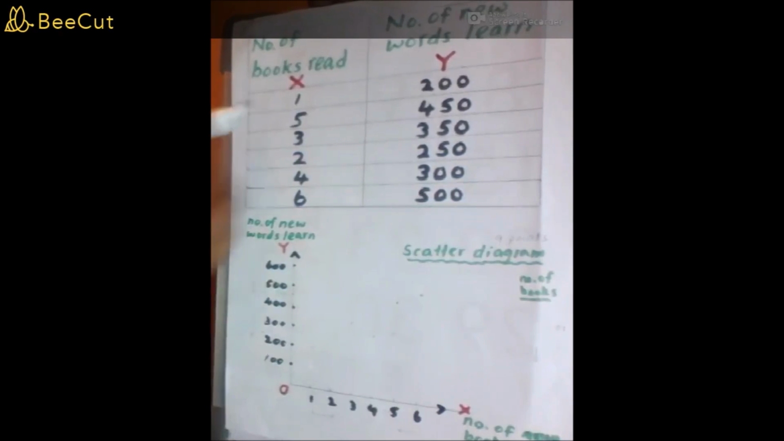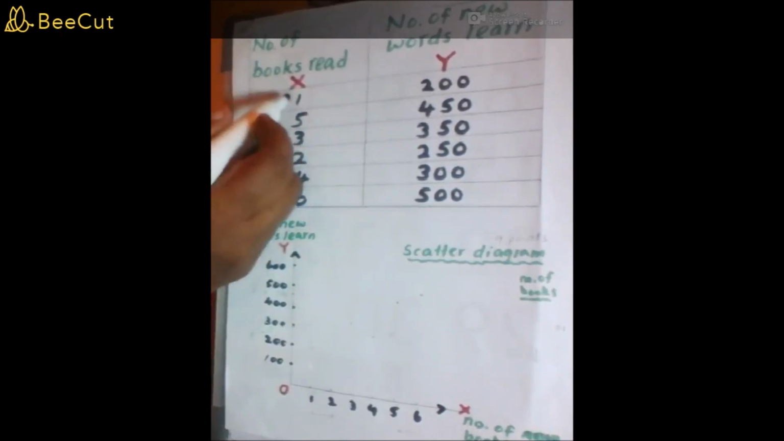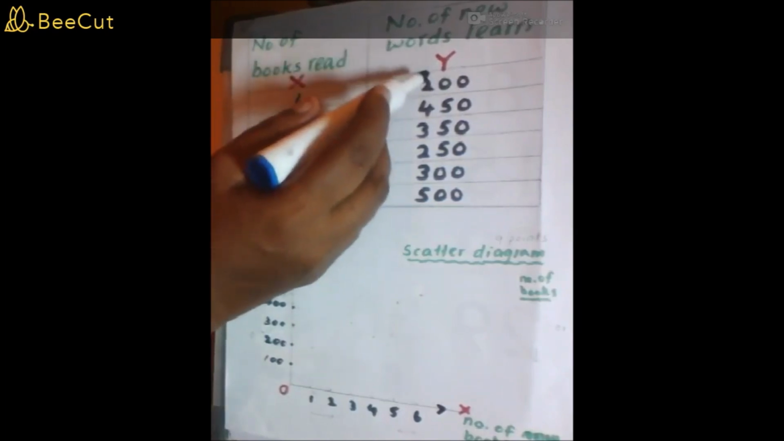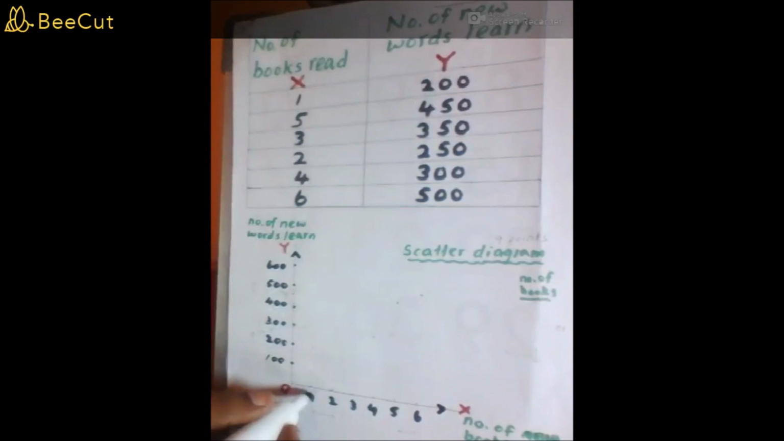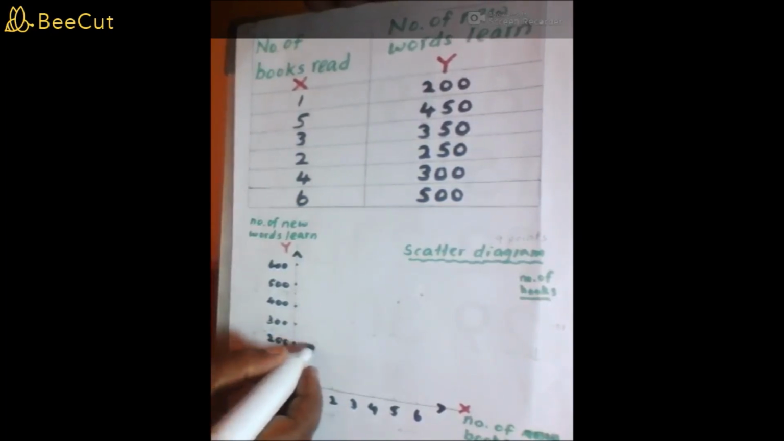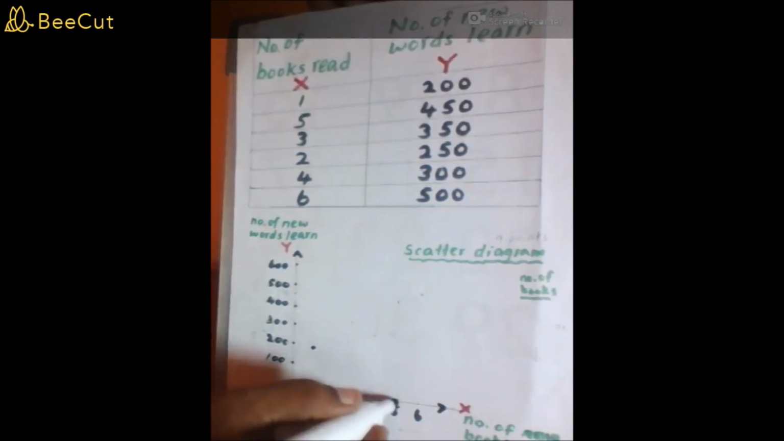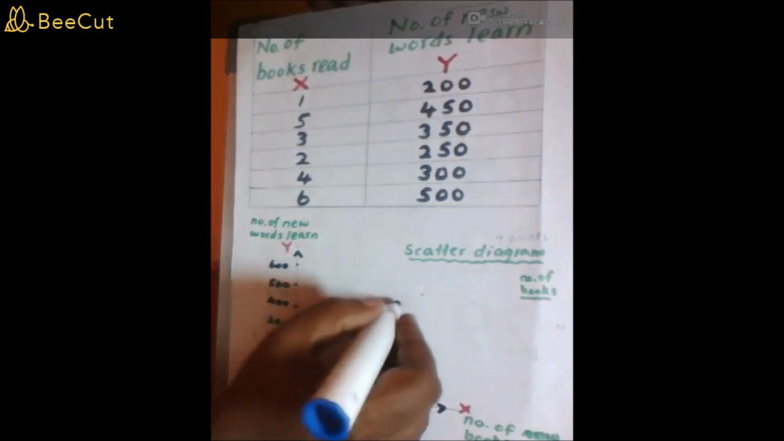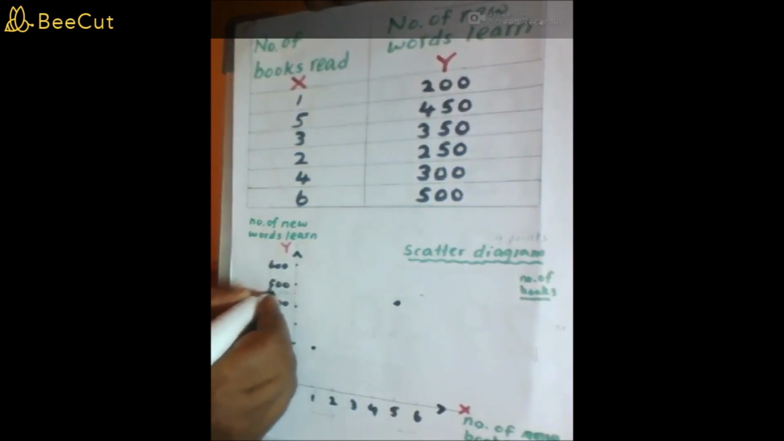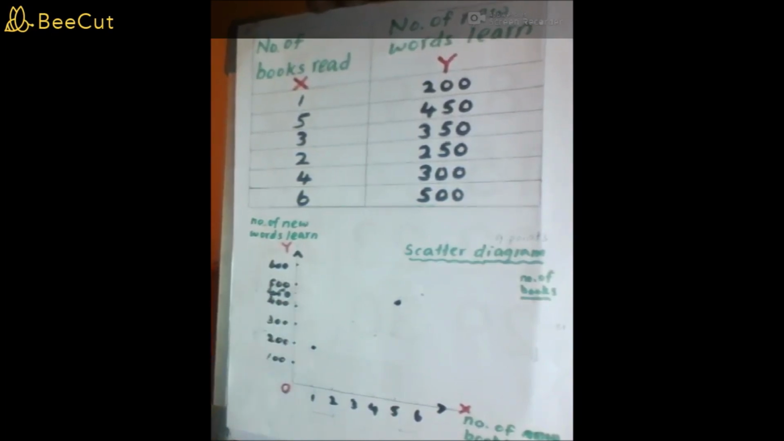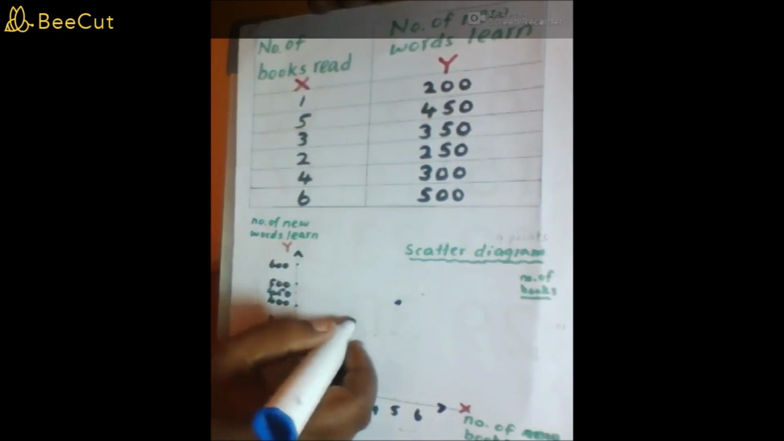Now we'll mark X, 1 book, number of books read, 1 book. Number of new words you learn, 200. 1 book, 200. Second one, 5 books, 450. 3 books, 350.